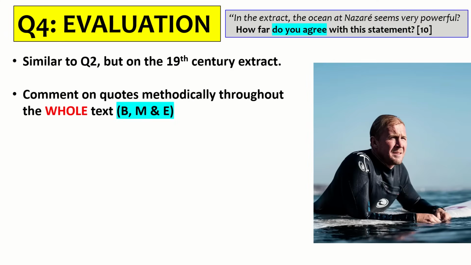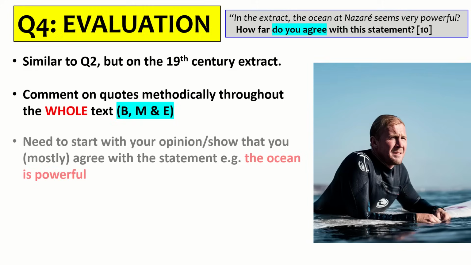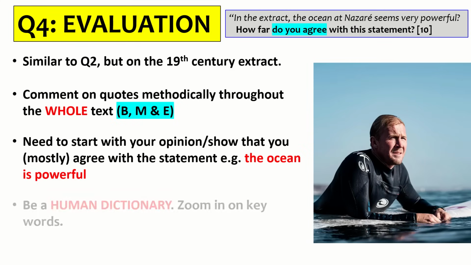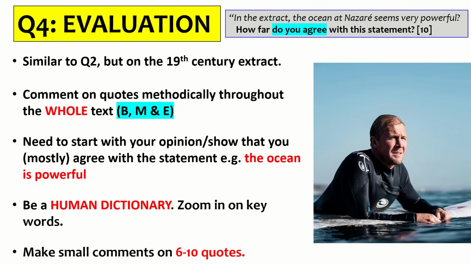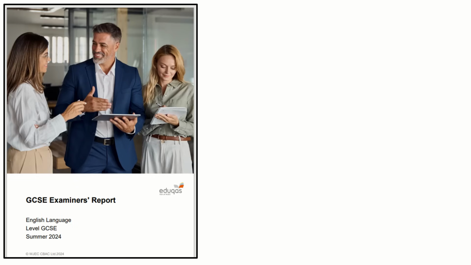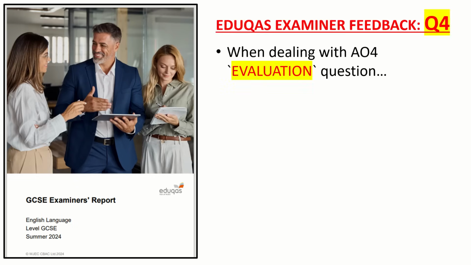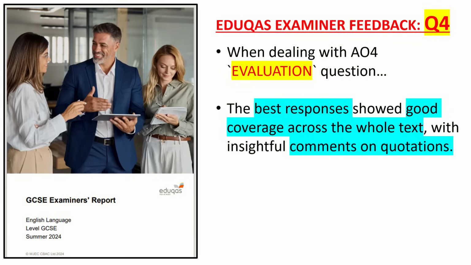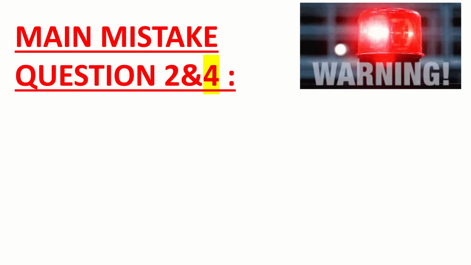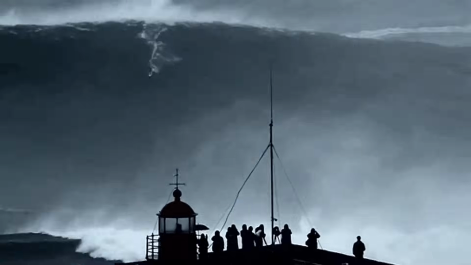Comment on the quotes methodically throughout the whole text, so beginning, middle and end. If you need to, start with your opinion. Show that you mostly agree, e.g. I agree the ocean is powerful. Be a human dictionary, zoom in on keywords, and make small comments on 6 to 10 quotes. Again, simple ones don't explain, complicated ones explain. Okay, and the examples say best responses cover the whole text, which we've covered. So make sure you do that.